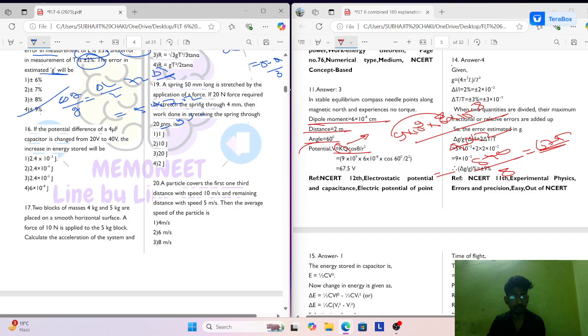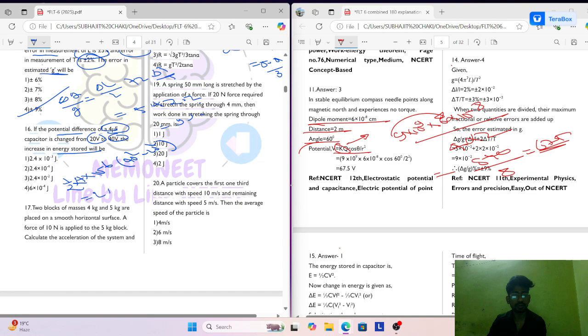If the potential difference of a 4 microfarad capacitor changes from this to this, find the increase in the energy. The energy is given by the formula half C V square. So half C means 4 into 10 to the power minus 6 over 2, V square means 40 square minus 20 square.